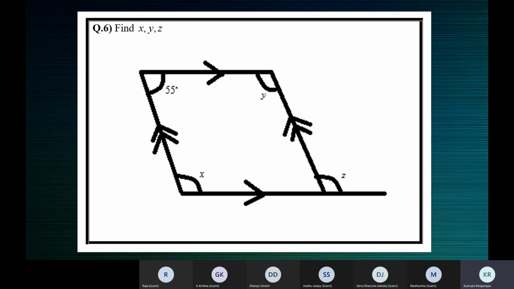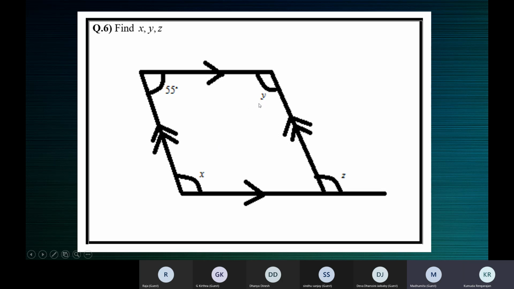Am I audible, children? My voice is reaching you clearly? Yes, ma'am. All right, children. So X plus 55 is equal to 180. Like that, we have X is equal to 125 degrees. All right. Somebody else? Thank you, Sanjay.